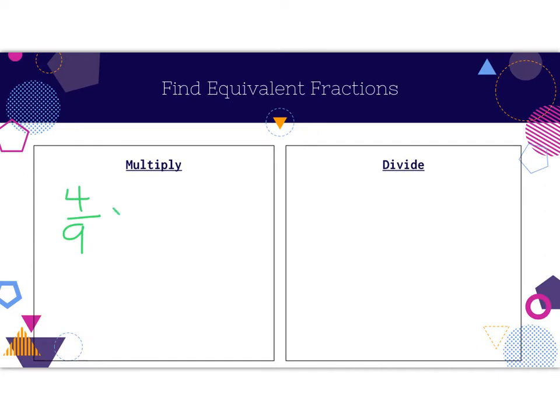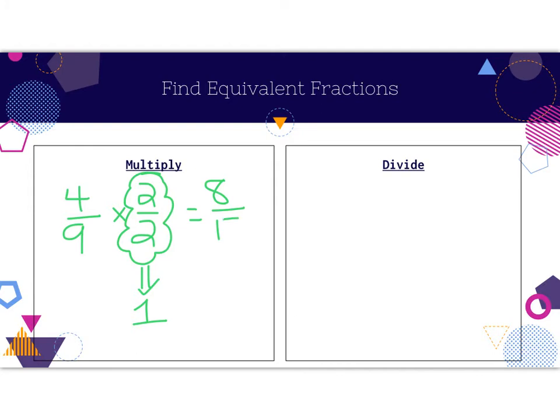Let's say that I want to multiply 4/9 by the multiplier, is what we call this, 2/2. This is okay to do because remember, 2/2 is the exact same thing as 1 whole. And multiplying any number by 1 whole gives you that same number back. So the amount will be the same, however, the numbers will be different. 4 times 2 is 8, and 9 times 2 is 18. 4/9 is equivalent to 8/18.